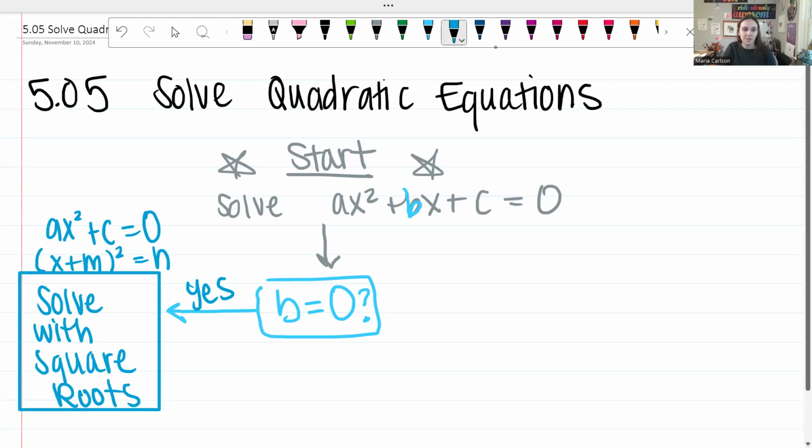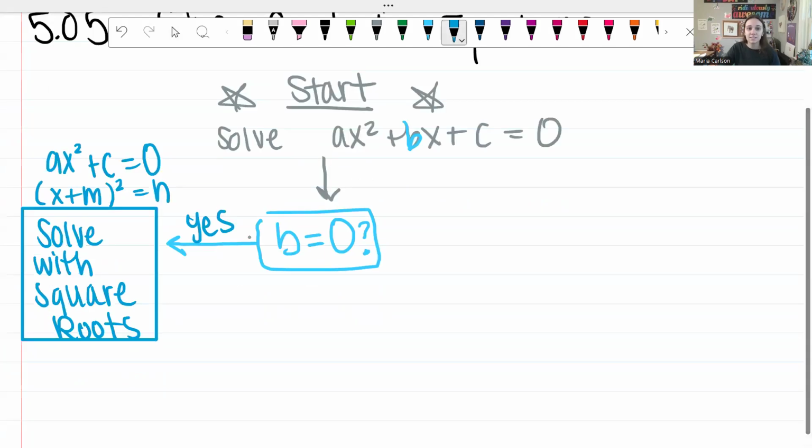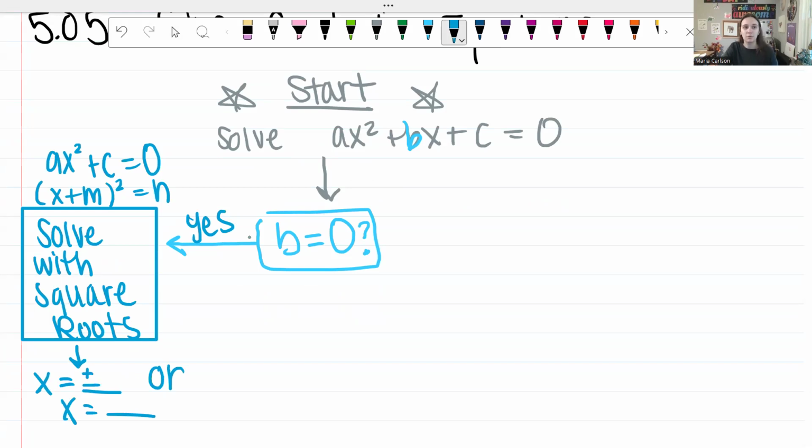So we're going to solve with square roots, and that's going to get us our solutions, right? We're going to have x is equal to a number, or x is equal to a number. And since we're solving with square roots, it's probably going to be plus or minus some number, right? So we'd have the positive and the negative roots. Okay, so that's if b is actually equal to 0.